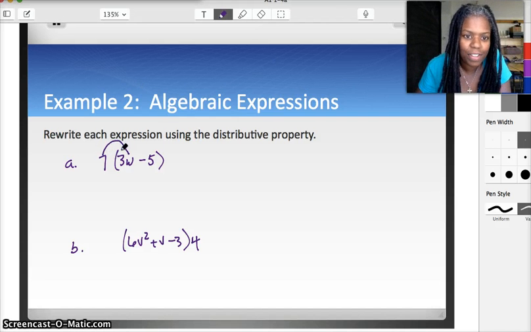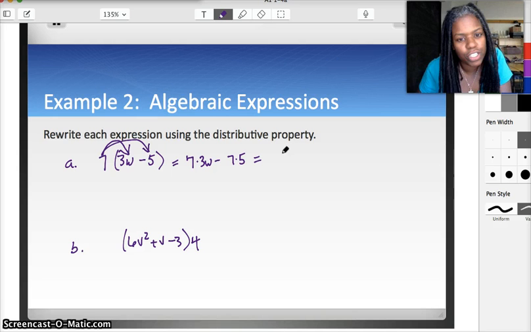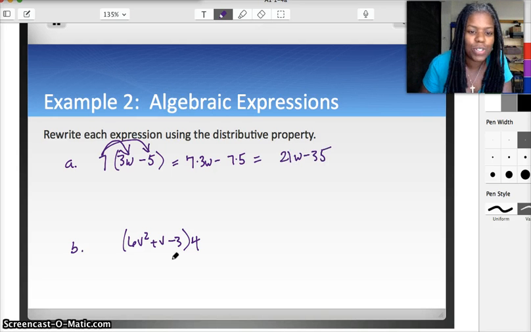I'm going to multiply 7 times that and 7 times that. So when I rewrite it, I could take the time to write 7 times 3w minus 7 times 5, or I could just write it as 21w minus 35. Let's do the same thing here.